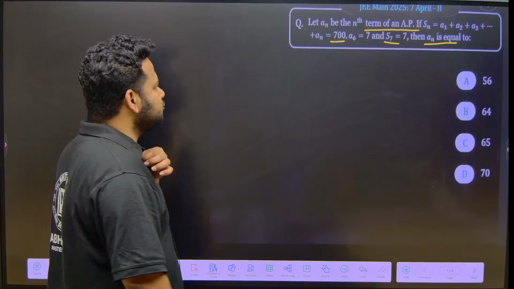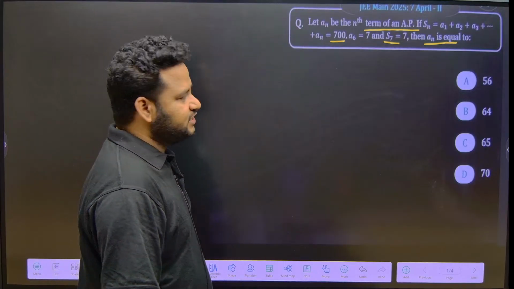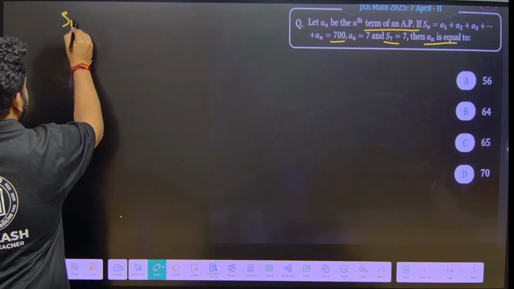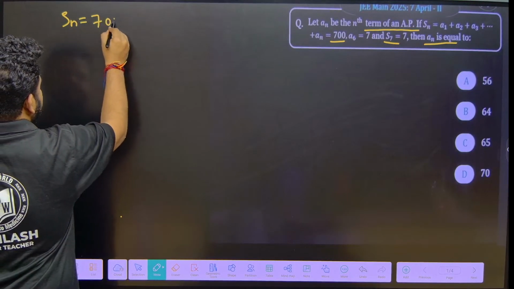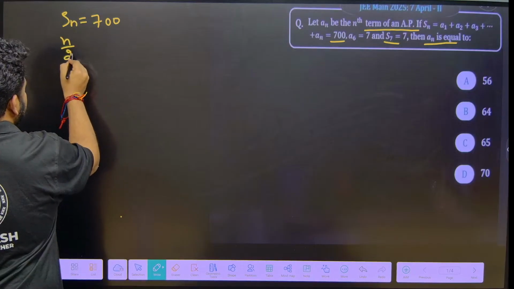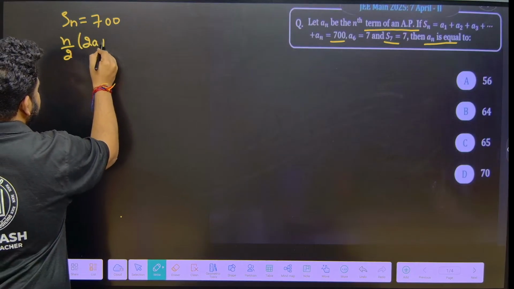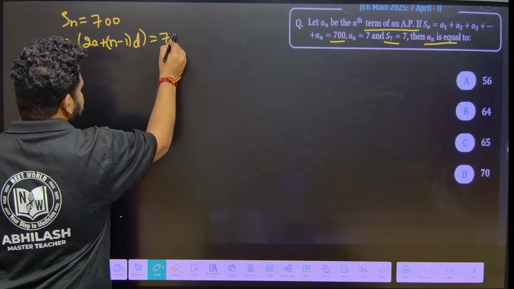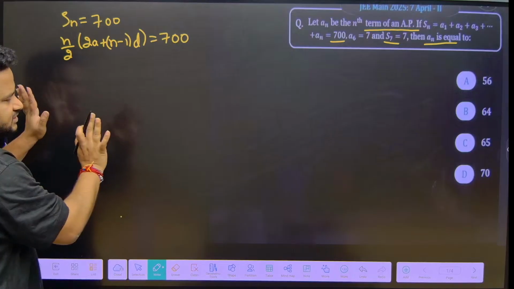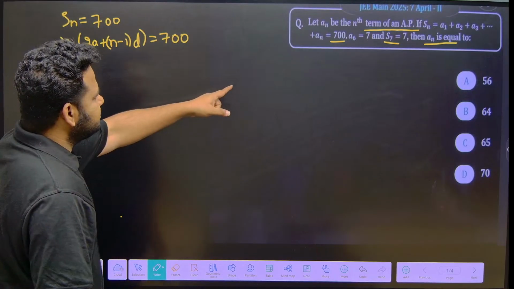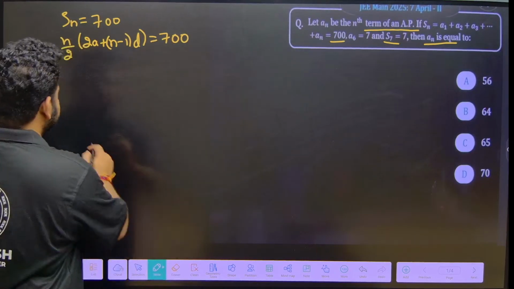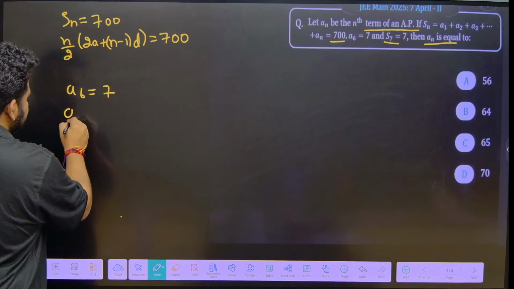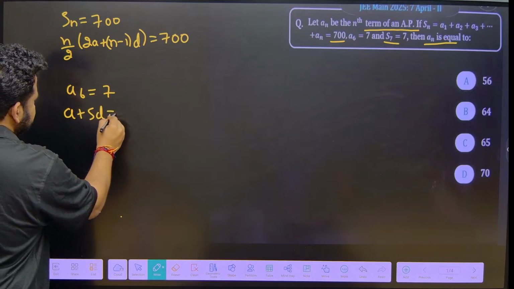For that, let us make use of the information that they have given. First, Sn is equal to 700, correct? So let us write that down. Sn is equal to 700, that means n by 2 into 2a plus n minus 1 into d gives us 700. Let us keep it as it is for now. Now a6 is equal to 7. That means a plus 5d is equal to 7.